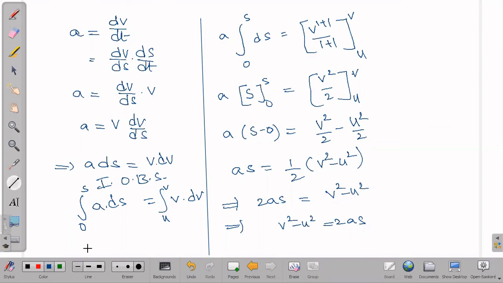This is what our third equation of motion is, right? So with the third equation of motion, we end up with all three equations of motion. Now this is the calculus method. Some problems will be there in terms of calculus also, and there it is easy to solve if you know this differentiation and integration part, right? So this is the third equation of motion.